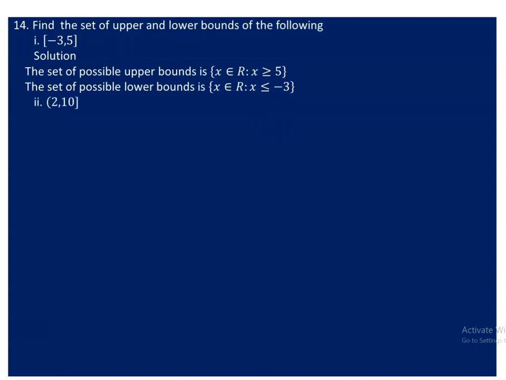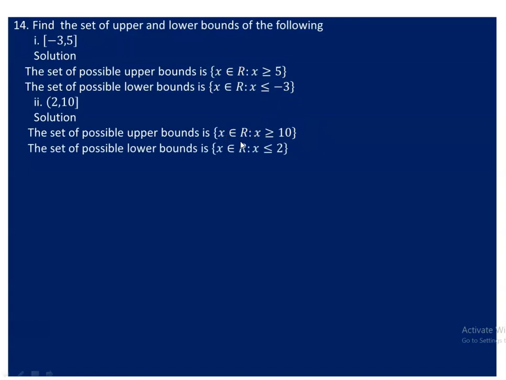Let's proceed to the second type of interval. This is basically half open and half closed. The first one was a both closed interval. But now, when you come to this, nothing special is to be considered. The set of possible upper bounds is the set containing any real number greater than or equal to 10. And the set of possible lower bounds is nothing but the set of real numbers less than or equal to 2.